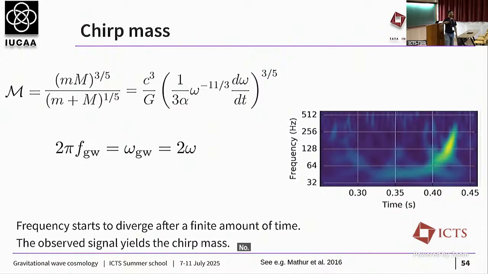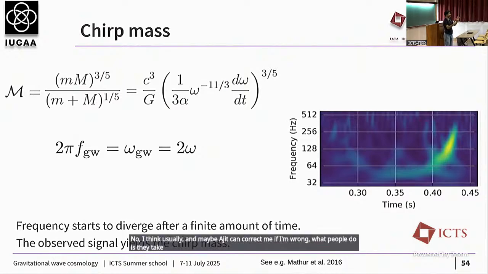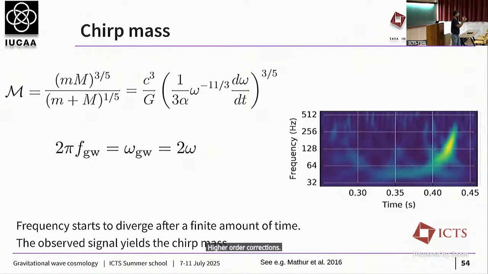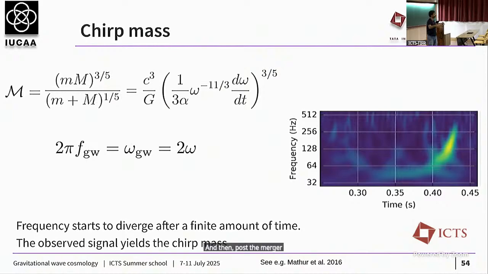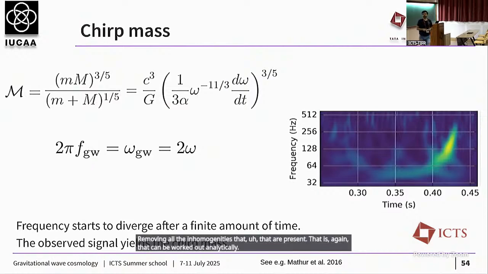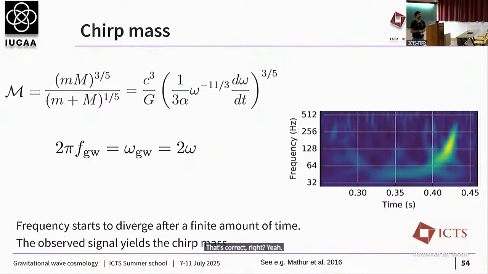No, I think usually, and maybe Ajith can correct me if I'm wrong, what people do is they take the earlier stages from all these kind of higher order corrections, and then later on you have to run numerical relativity simulations to see what the waveform will look like. And then post the merger, the ringdown, where the black hole is removing all the inhomogeneities that are present, that again can be worked out analytically. That's correct, right? Yeah. But I'm not an expert on this. He will be the expert on these things.